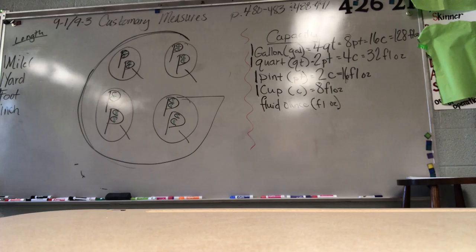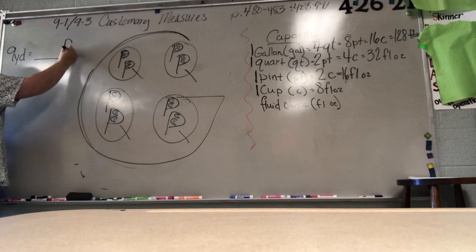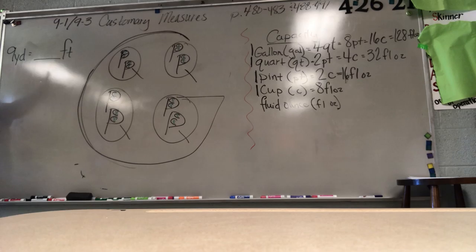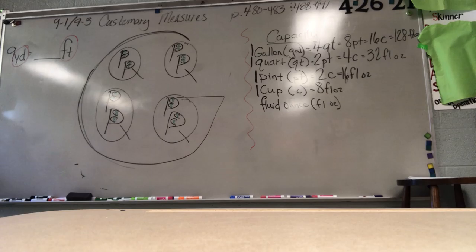Now, we are going to take this information, and if I said I have 9 yards, and I want to know how many feet that is. Now, wait a minute. Let me explain to you what's going on. This is the way you can remember it. Yards to feet. Is the measurements big to little or little to big? Big to little. You need this information. Big to little.